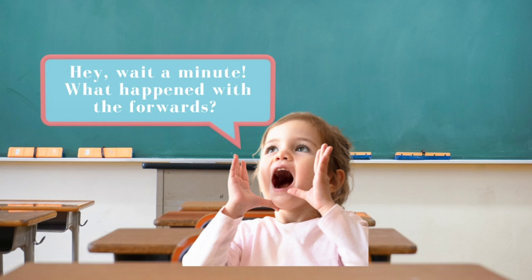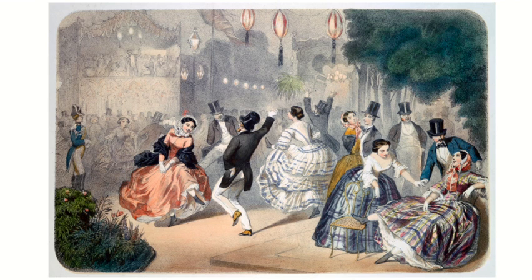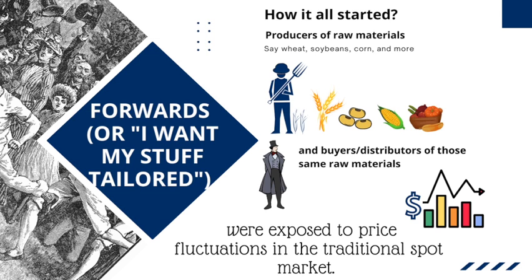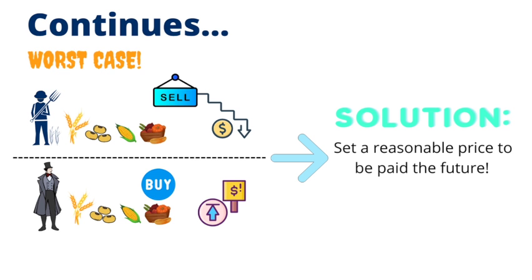As I mentioned a moment ago, futures come from forwards, and just like love and marriage, horse and carriage, you truly can't have one without the other. Let's go back to mid-19th century in the state of Illinois in the United States, where producers of raw materials on the one hand, and buyers/distributors of those same raw materials on the other, were exposed to the continuous risk of fluctuation of prices in the traditional spot market.